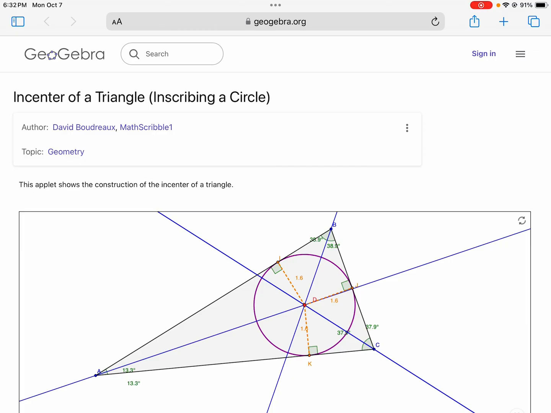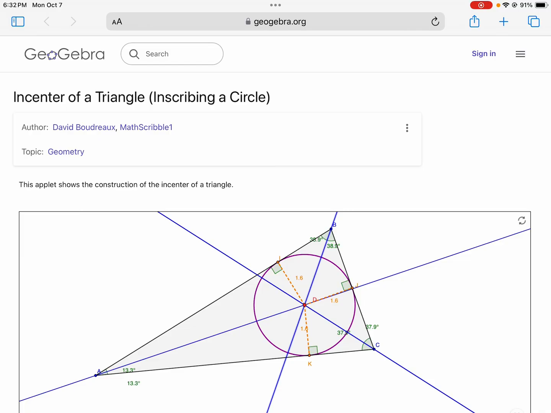And the in-center is the same distance from all your sides. Notice D to K, D to J, and D to I are the same. In an in-center, they're the same distance from the sides. When we did yesterday, the circumcenter was the same distance from your vertices. And notice it's called an in-center because it's the center of the inscribed circle. My circle is on the inside of my triangle. Perpendicular bisectors are on the outside.